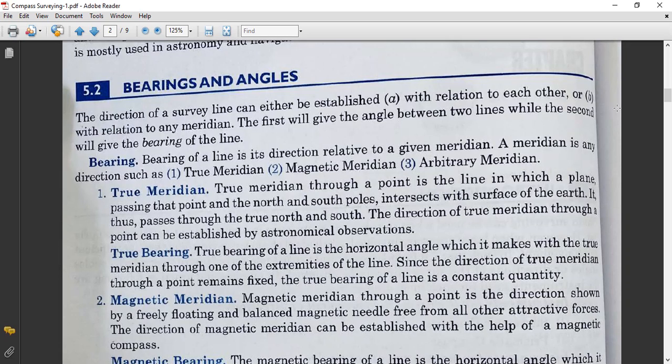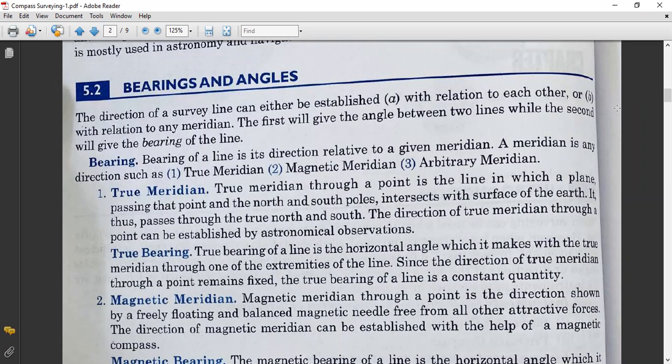So that will help you to establish the relation from one survey line to another survey line easily. You can establish the relation between the 100th survey line and the 50th, or the 50th and the 75th, 60th, any number of survey lines to any other. You can establish the relation very easily if you have a single point of reference, that is the meridian. The direction will be expressed in terms of meridian. So that will help you to establish the relation between any lines.